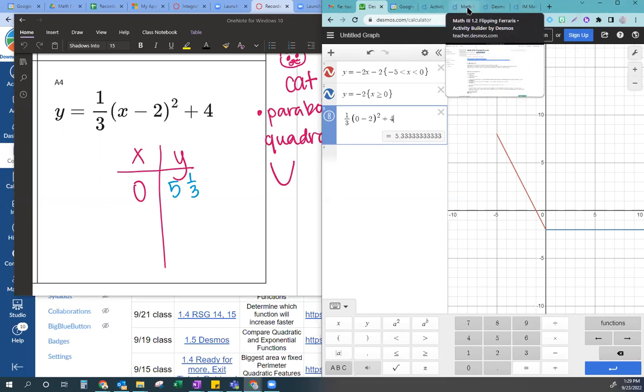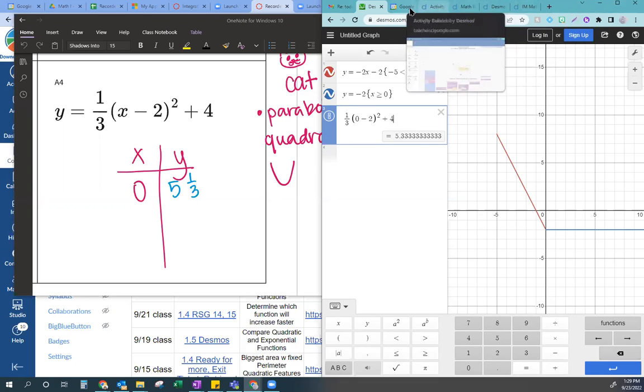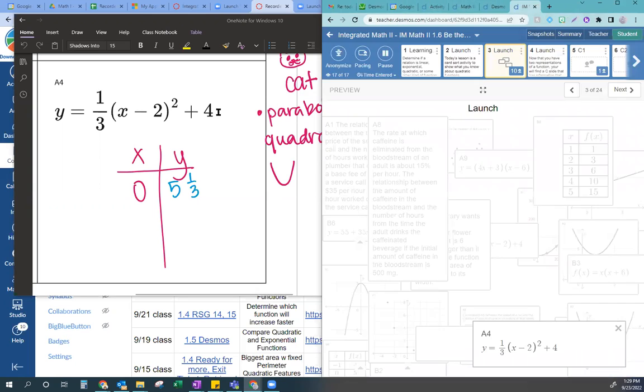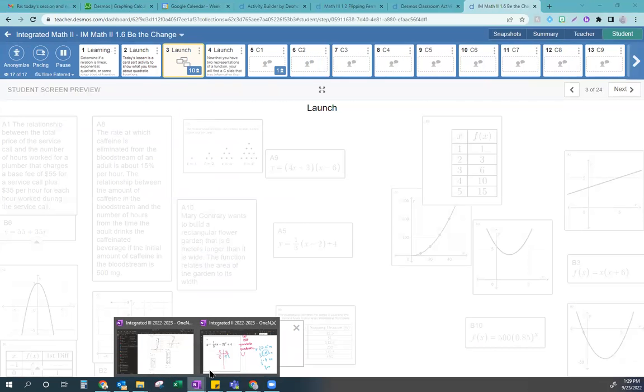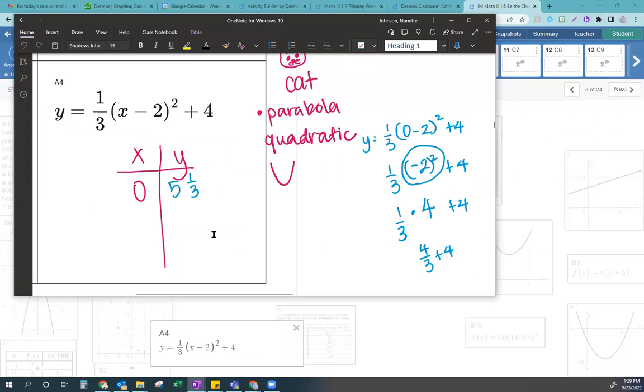So where's my activity? This one. Okay. So I'm going to plug in a couple more values just to see what else I would get. I'm going to plug in the number. You know what? I want to plug in 2, and you'll see why I want to plug in 2. So when I plug in 2, I get 2 minus 2.